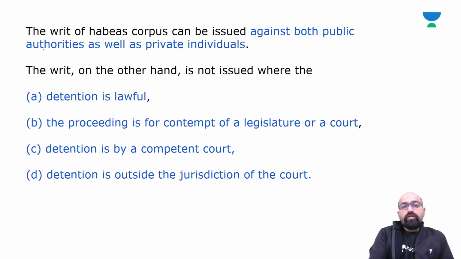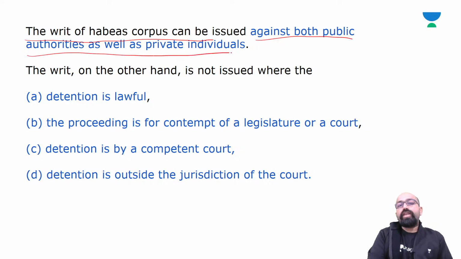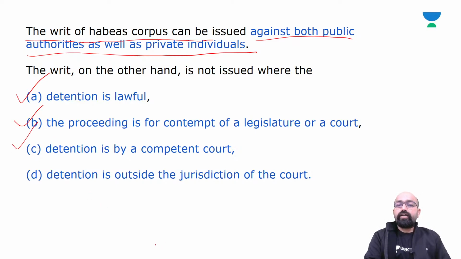Alright, now the writ of habeas corpus can be issued against both public authorities as well as private individuals. Now, this writ is not issued where detention is lawful. Second, the proceeding is for contempt of a legislature or a court. Third, detention is by a competent court. And fourth, detention is outside the jurisdiction of the court. So, remember these four clauses where this writ cannot be issued.